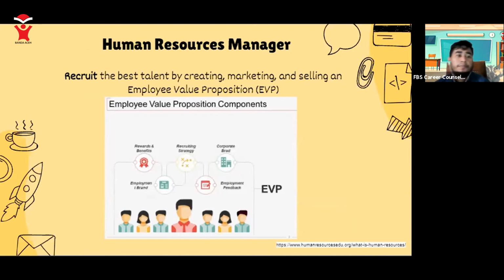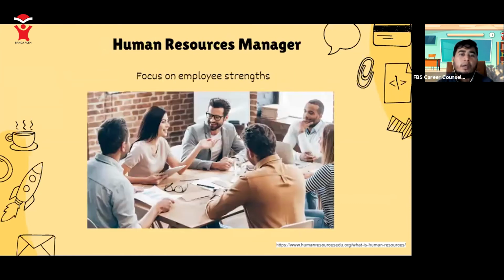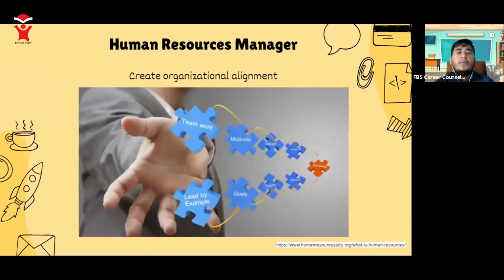from the employees. And then the human resources manager can also focus on the employee strengths. When they know what the employee strengths are, they can manage them more easily, so that they can give certain tasks and they can improve a certain individual. That will be possible if they know their strengths and also their weaknesses, so that they can improve how they work.